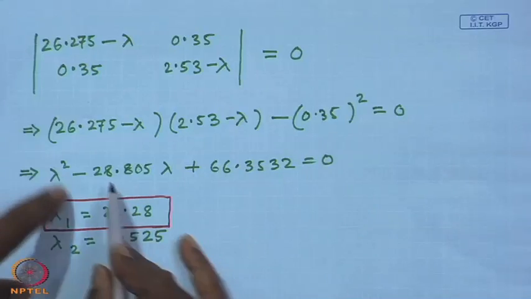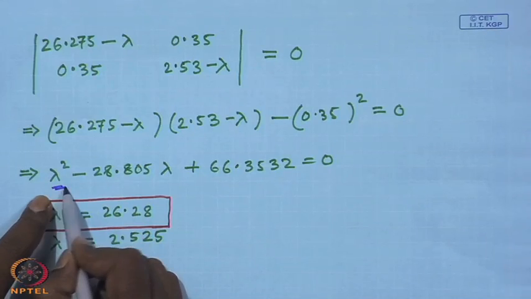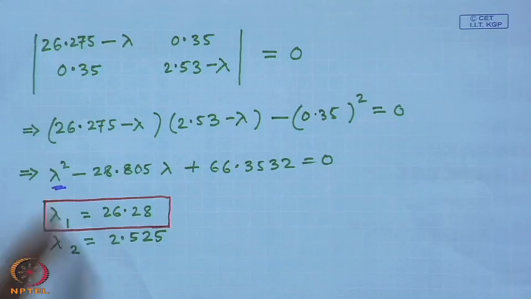So, I will get a number of equations, solve those equations to find out the value of the lambda. So, that is what I get over here. I get a quadratic equation. You find that it is an equation which is quadratic in terms of lambda, and because it is a quadratic equation, I will get two values of lambda, or two eigenvalues.